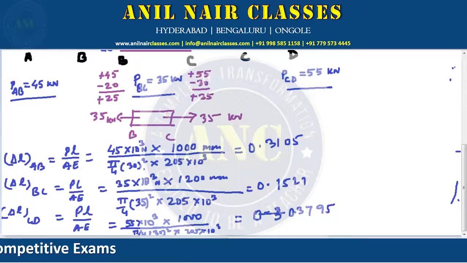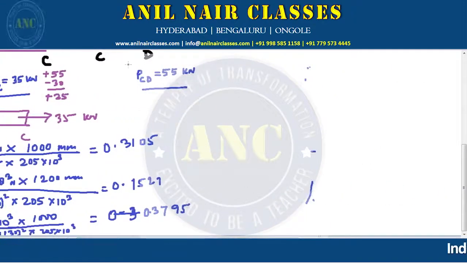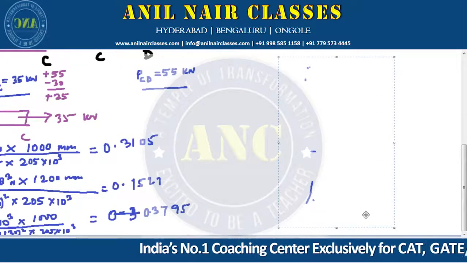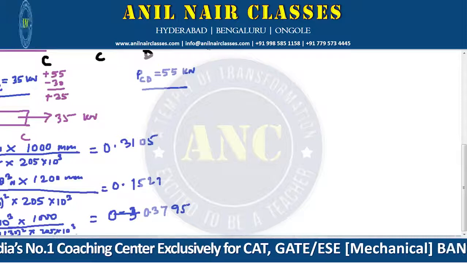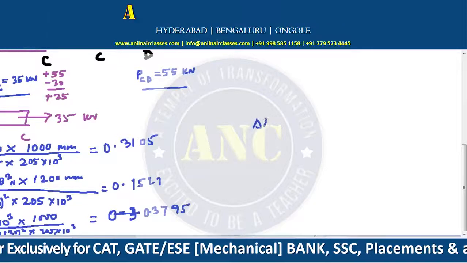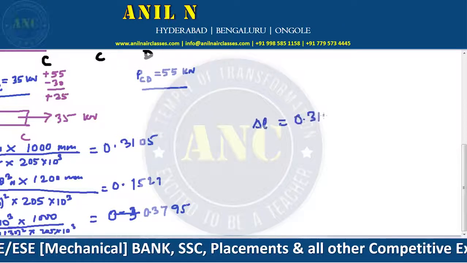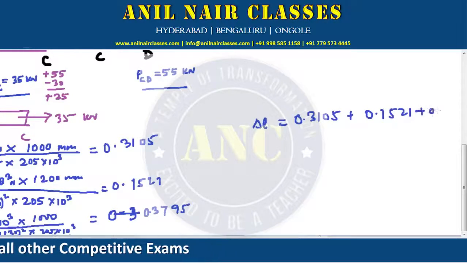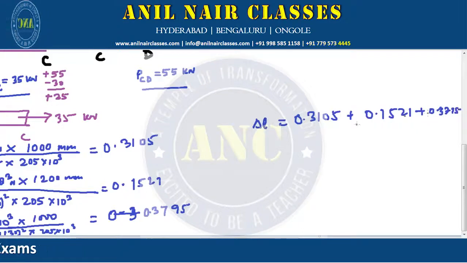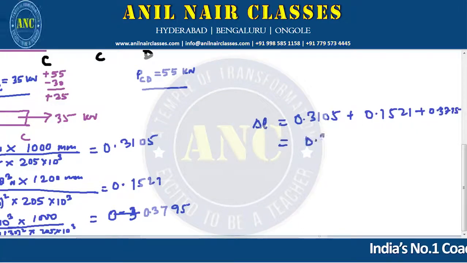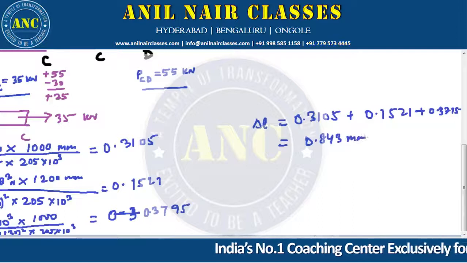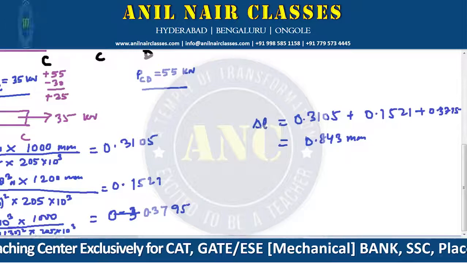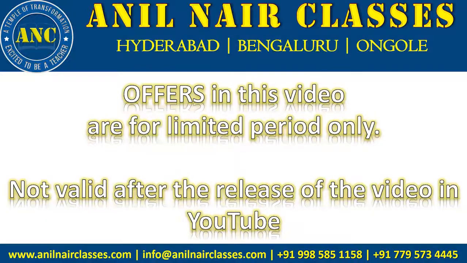0.3795. So what we have to do, question is asking what is the change in length, that is the extension of the total bar. So the change in extension is what? 0.3105 plus 0.1521 plus 0.3795. So totally will be coming across 0.843 mm. I guess this is clear to everyone, right? So here the total extension will be 0.843 mm.